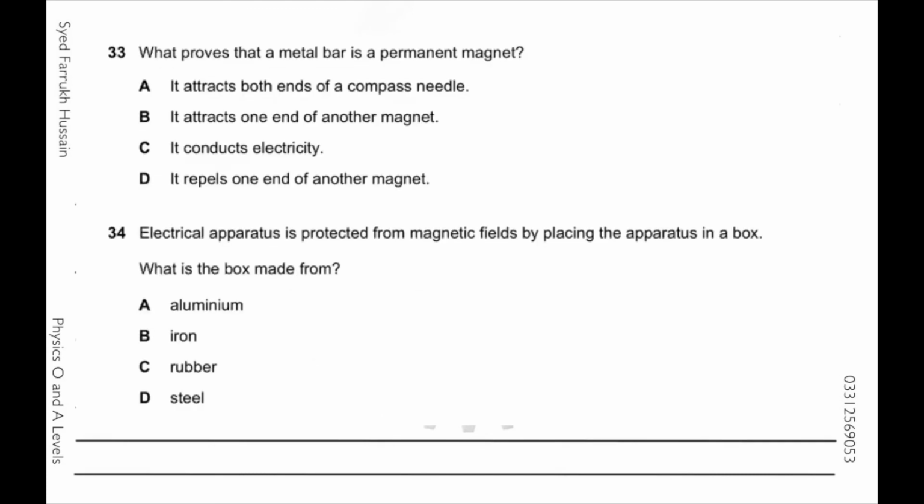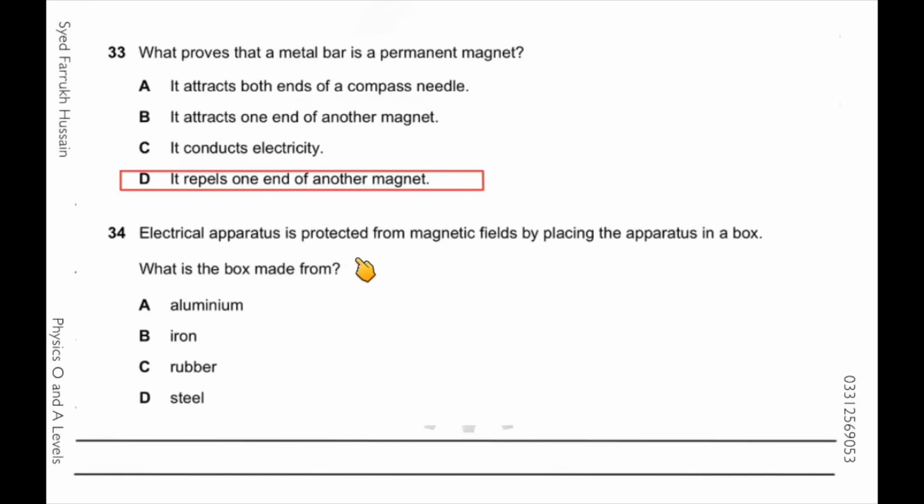Now, question number 33. What proves that a metal bar is a permanent magnet? As I have told you, if a substance is a magnet, then it must repel. So this is option D, in which it is said it repels one end of another magnet, while in options A, B and C it is written attracts and conducts. Conduction is not the property of magnets only. Conduction is the property of a substance which is actually metal. So magnets are not just metals, they can be magnetized, and if they are magnetized they should repel also.